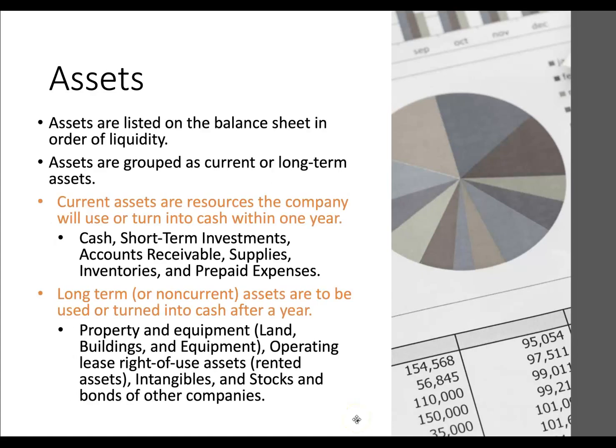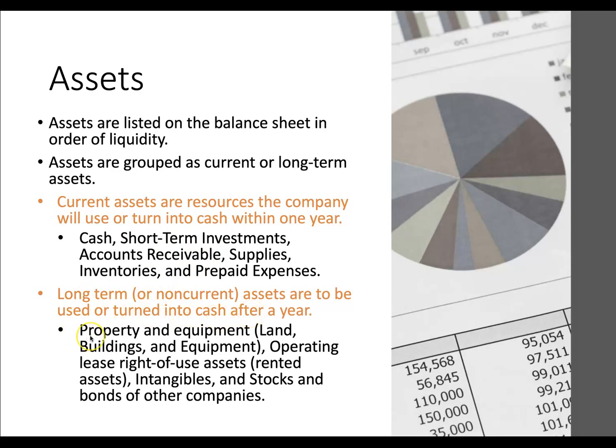As we discussed before, assets are listed on the balance sheet in terms of liquidity. In addition, assets are grouped as current or long-term assets. Now, these are also based on their liquidity. Current assets are resources that the company will use or turn into cash within a year. For example, cash, short-term investment, accounts receivable, and so on. Long-term assets, on the other hand, cannot be used or turned into cash within a year. So it's longer than a year.